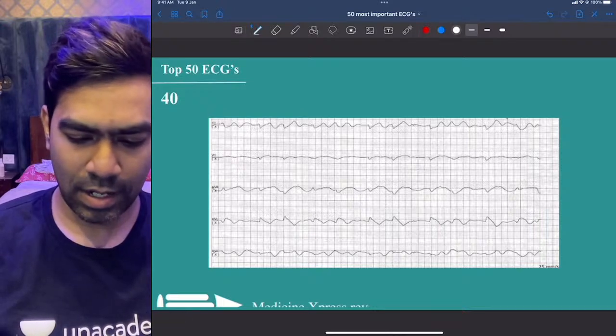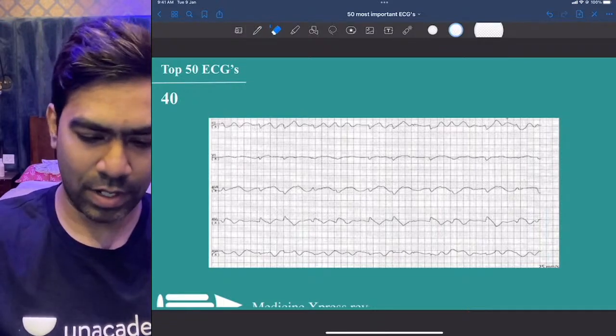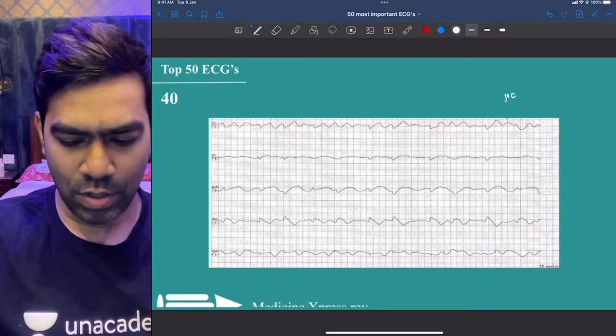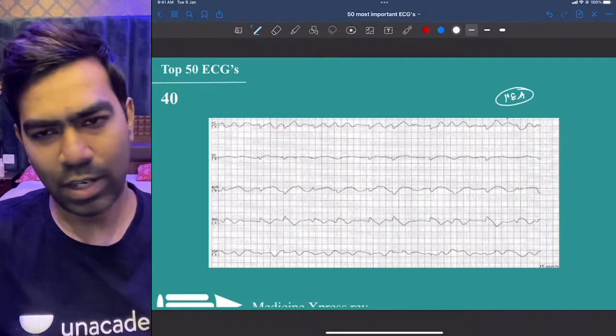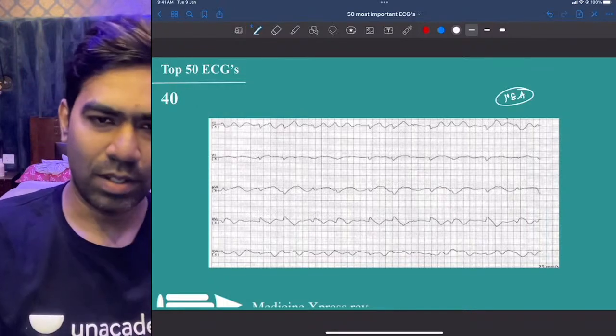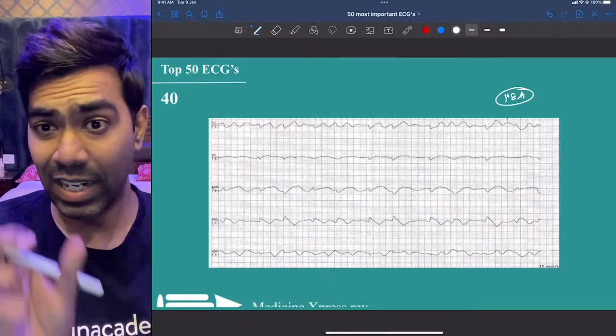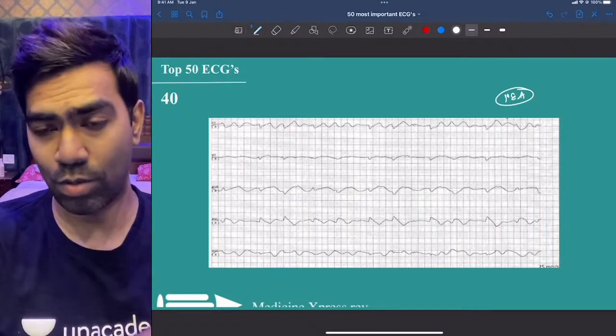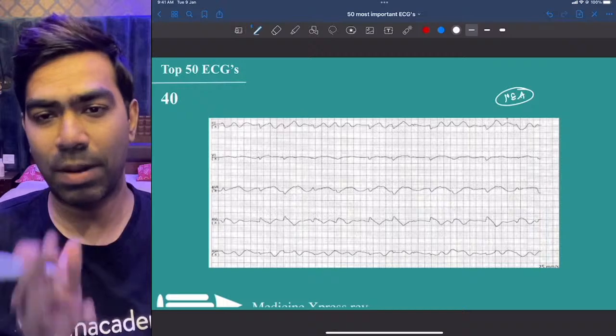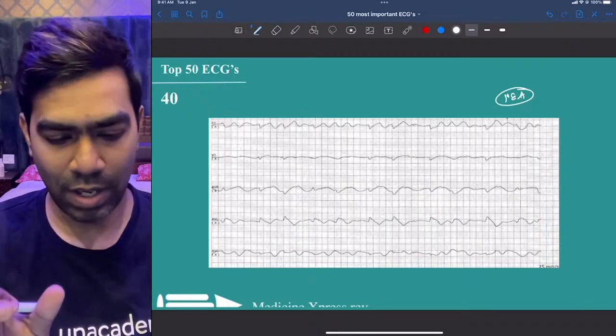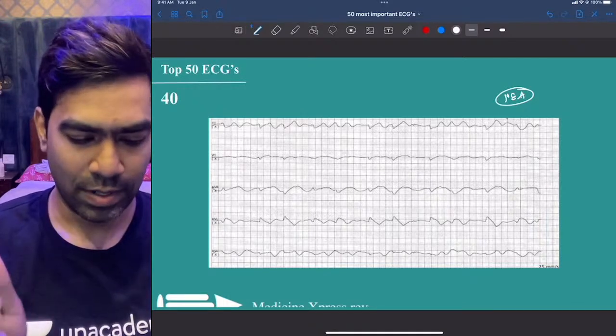So these are examples of pulseless electrical activity. More often than not, we tend to get a PEA like this only. Remember, PEA could be anything. If you have any rhythm except VT or VF without a pulse, that is pulseless electrical activity. Remember, VT and VF without a pulse are different. They are shockable rhythms. But any other rhythm apart from VT and VF, if you don't have a pulse, that is pulseless electrical activity.